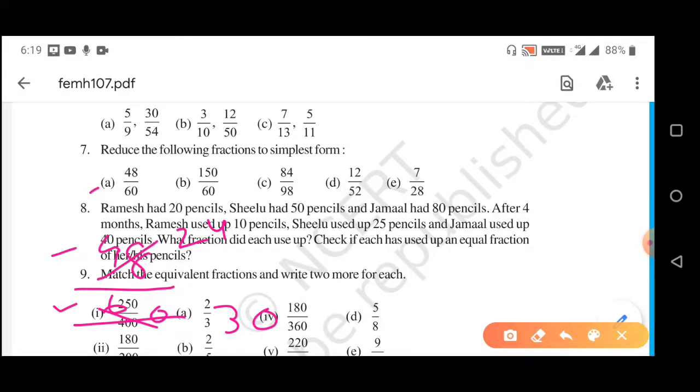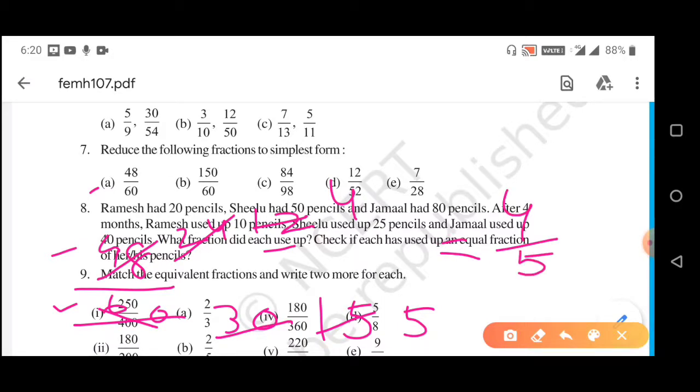Again we can divide 24 and 30 by 2. Here we will get 12, here we will get 15. Again we can divide 12 and 15 by 3. 3 fours are 12, 3 fives are 15. Now 4 and 5 cannot be divided by the same number other than 1. By 1 only we can divide 4 and 5. So we have to stop here and the answer will be 4 by 5.